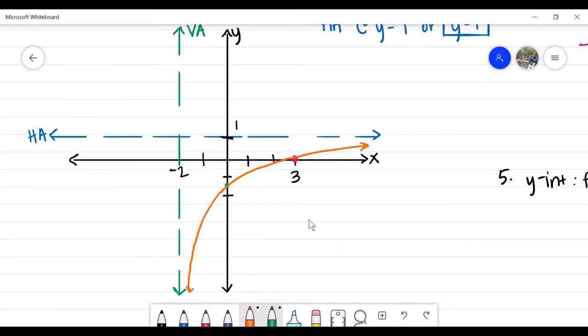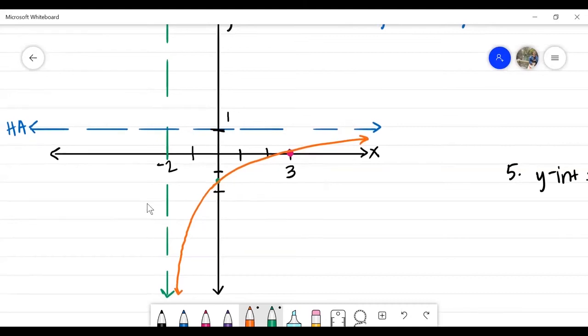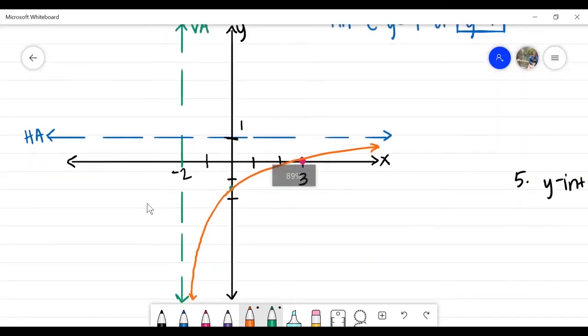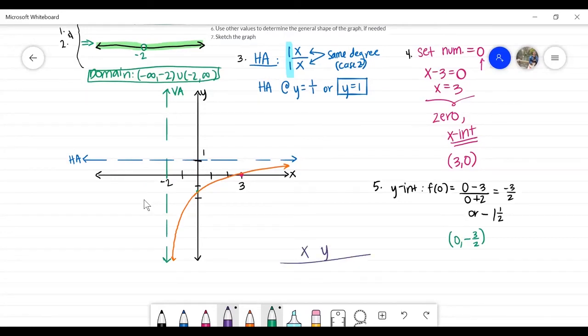The best way to figure that out is to just plot a couple of points. So this is to the left of negative 2. It's to the left of this point right here. So let's plot some of those points to the left. There's not really anything particularly special about which ones we pick. It'd be kind of like an x, f of x table.